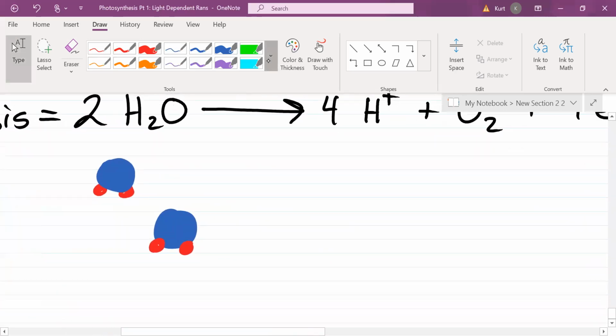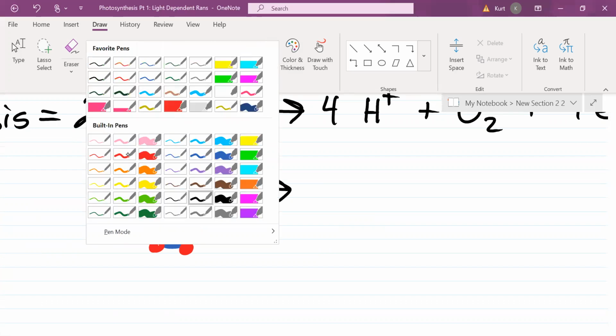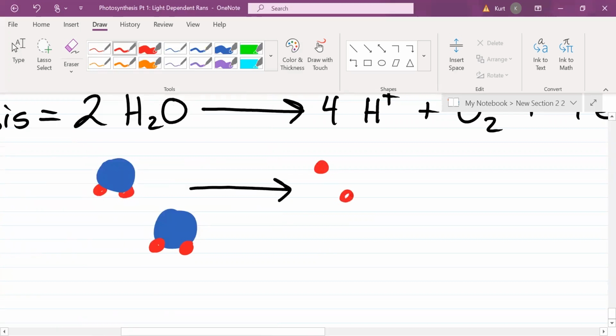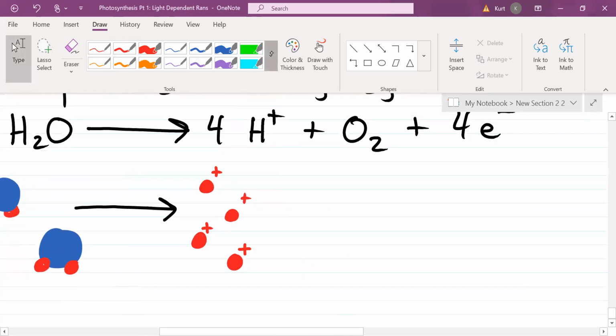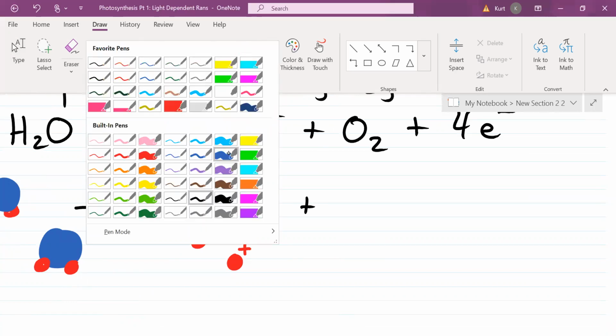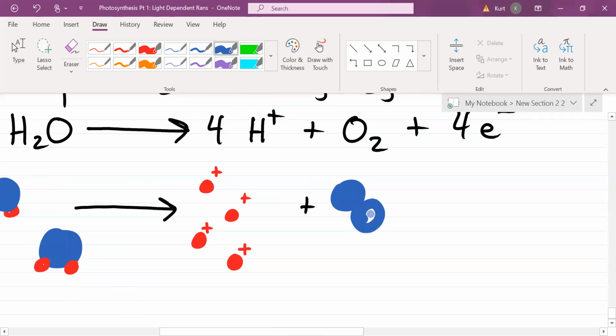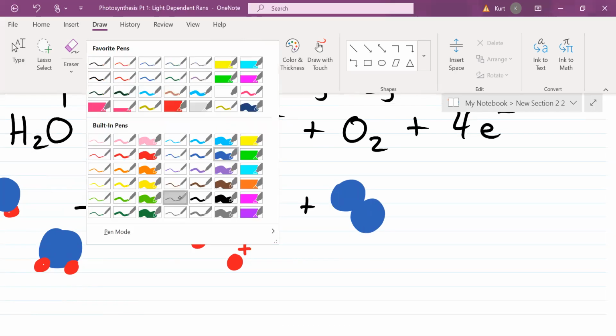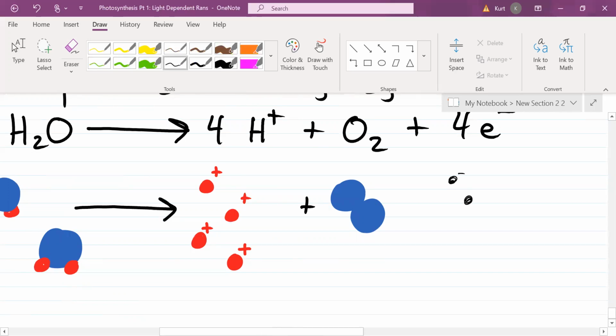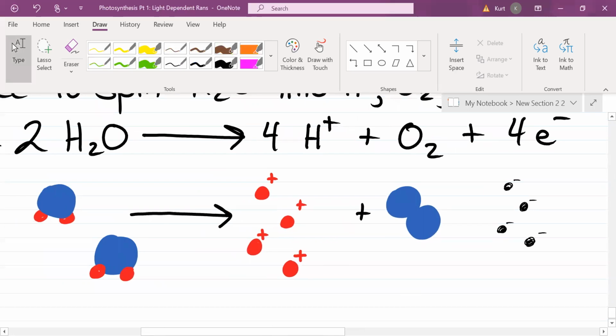It is going to get catalyzed into four ions of hydrogen, one molecule of oxygen, and four electrons. That's the definition of a chemical reaction. You just take what you're given and you rearrange it to something new.